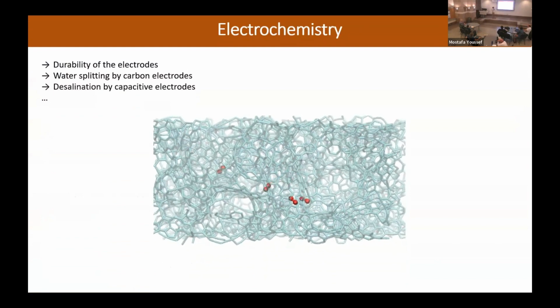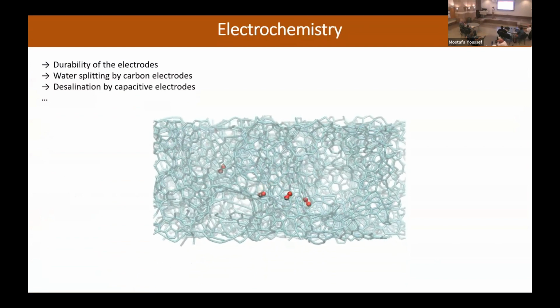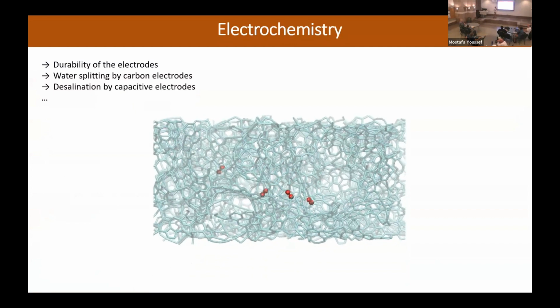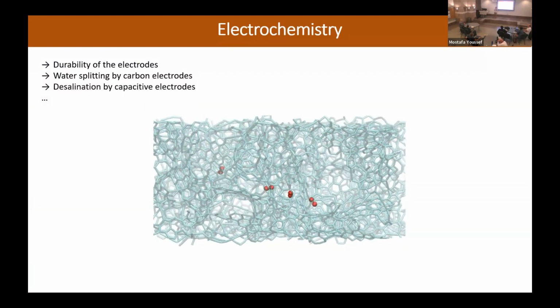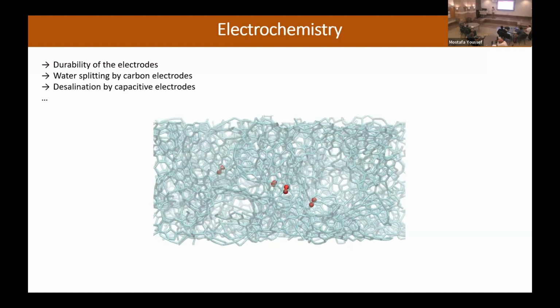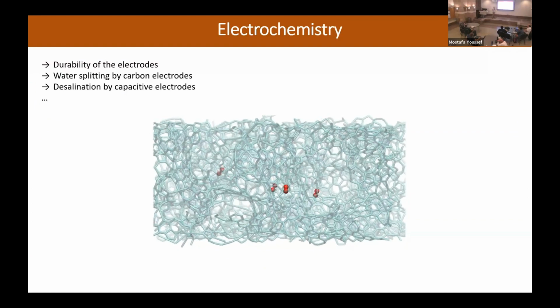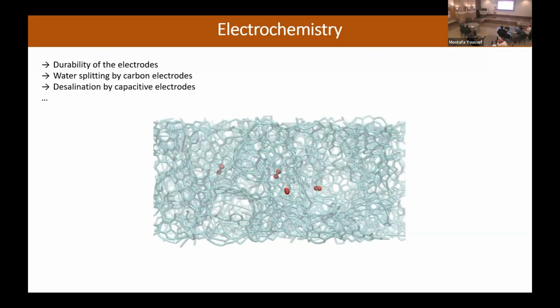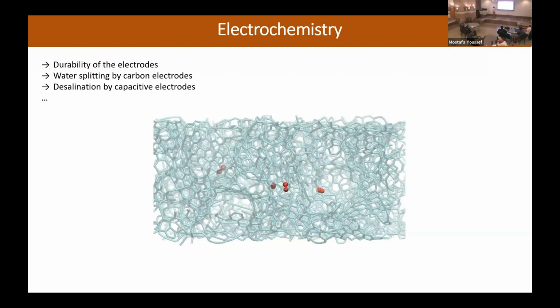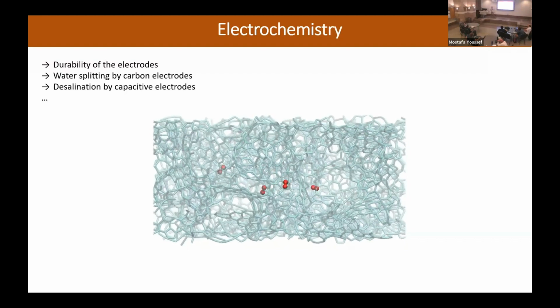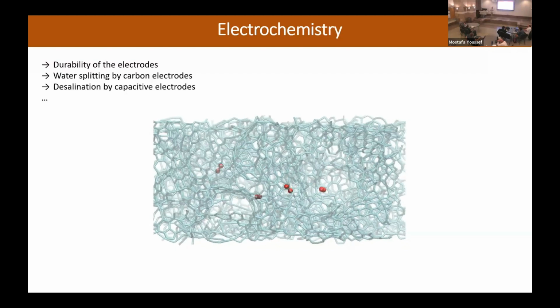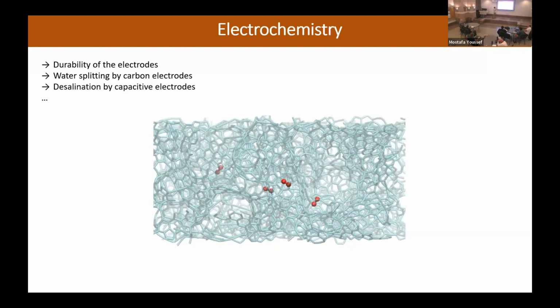If we can do chemical reactions, for instance, here is the O2 splitting. We can look at the durability of the electrode, because the carbon atoms can break their bonds. We can look at the water splitting due to carbon electrodes, so with capacitive electrodes. And we can also look at desalination. So there are many new things that we are interested in now, and that we can now do with these simulations.